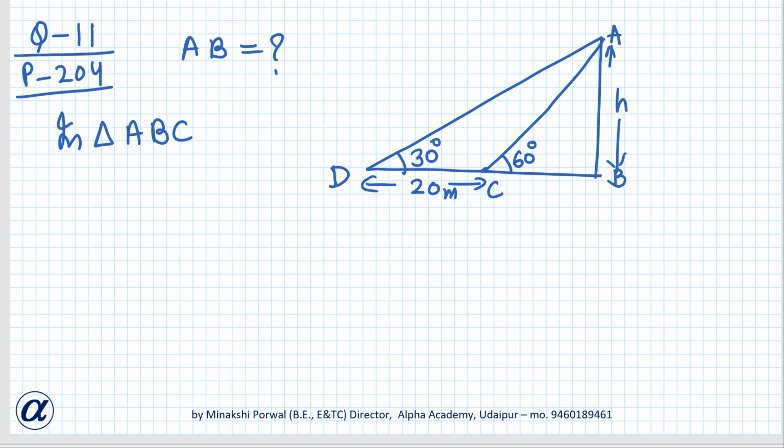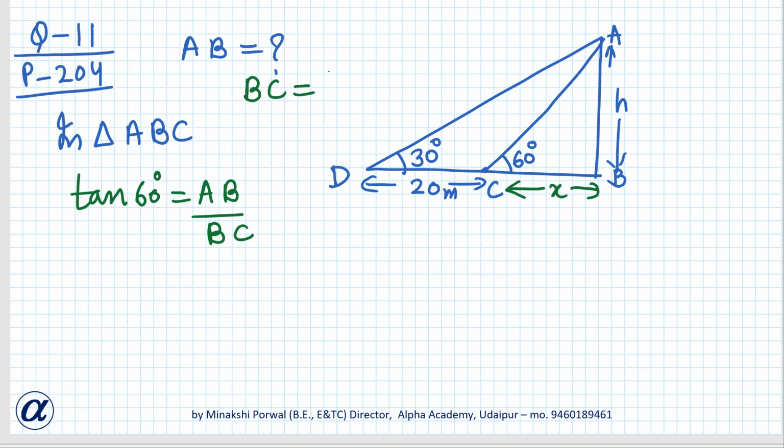Actually, the distances we have to find are related to the perpendicular and base, not to the hypotenuse. So we will not be using cos theta, and the hypotenuse is also not known. So we will be using tan theta only. In triangle ABC, tan 60 degrees equals perpendicular by base. We have to find basically the width of the canal, that means BC, and we have to find the height of the tower, that is AB, also.